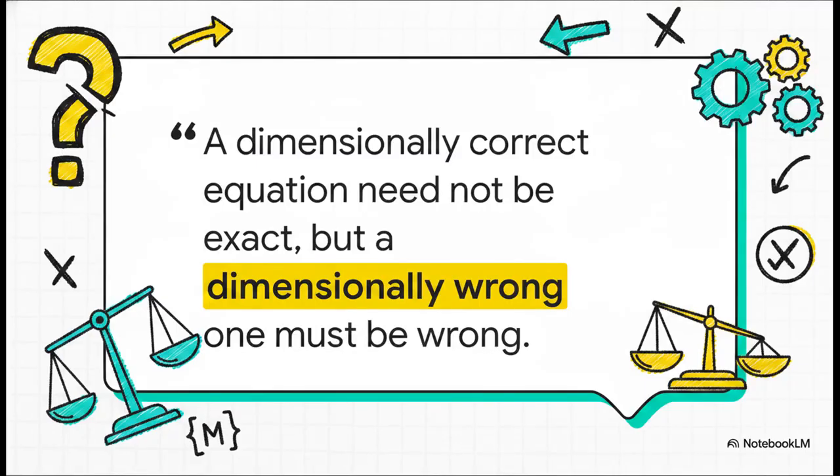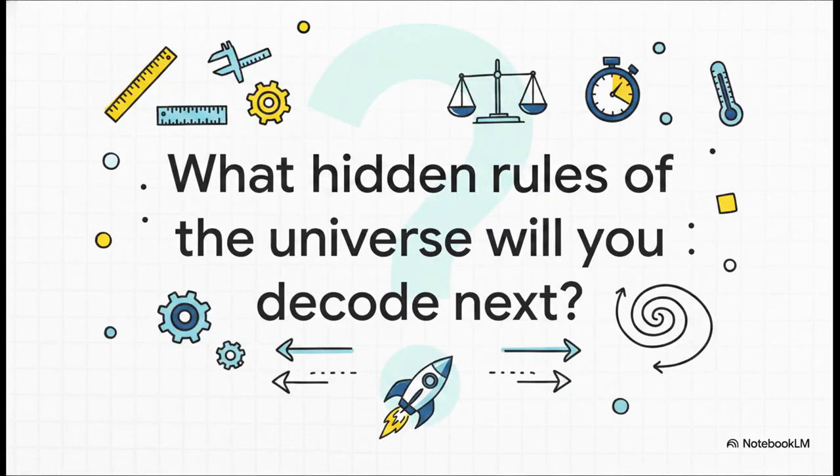Our source material actually sums this up with a really brilliant quote to keep in mind. A dimensionally correct equation need not be actually exact, but a dimensionally wrong equation must be wrong. Dimensional consistency doesn't guarantee your physics is absolutely flawless, but it is the ultimate BS detector. If the dimensions don't match up, your equation is fundamentally broken. No questions asked.